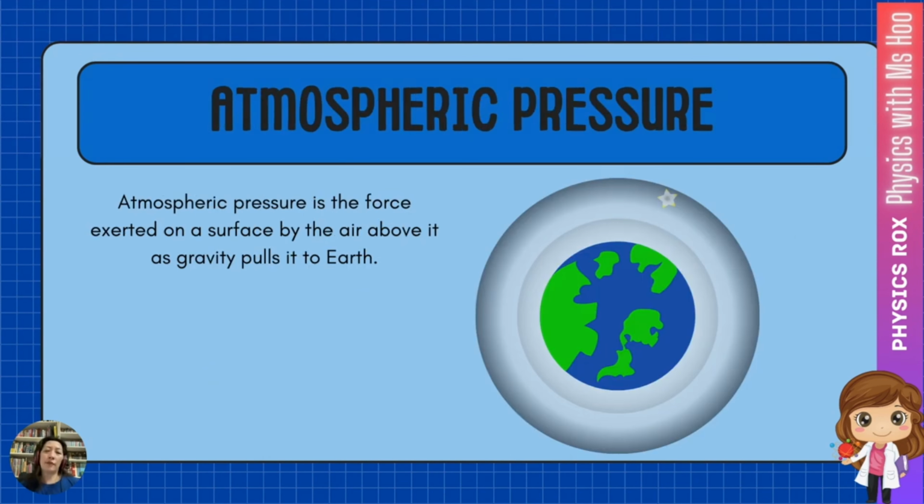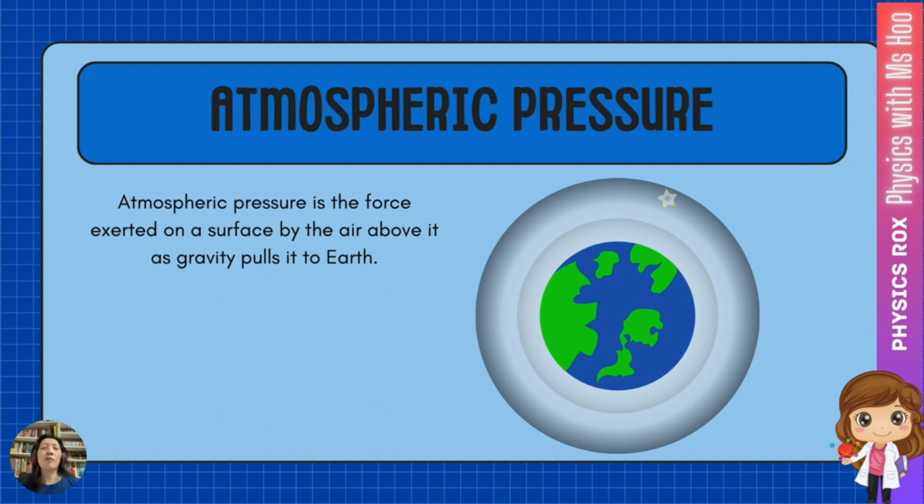What causes atmospheric pressure? Atmospheric pressure is the force exerted on the surface by the air above it as gravity pulls it to Earth. As you should know by now, we have layers of air on Earth which make up the atmosphere, and atmospheric pressure is quite simply the pressure exerted by the air in these layers of the atmosphere. So unlike gas pressure, atmospheric pressure is not trapped in any container.